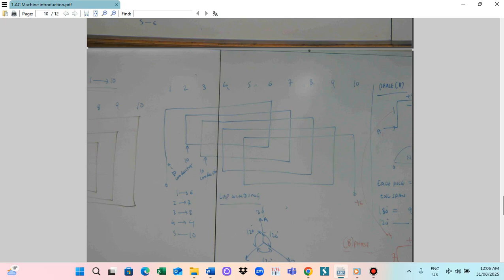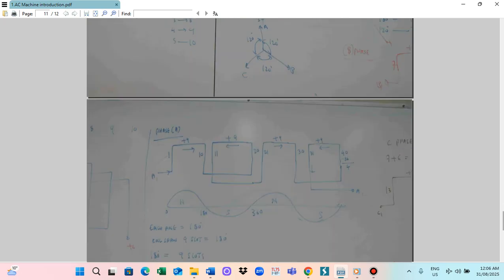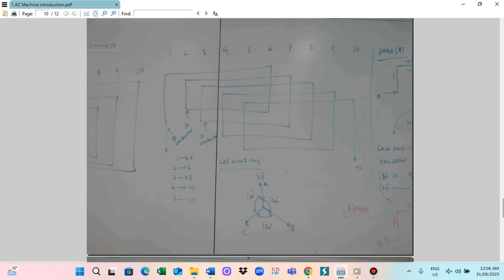So there are two windings. Either you wind it as a concentric winding or the lap winding. But the difference, and the advantage of the concentric winding, is this: if you wind the lap winding, all coils must have the same number of turns. For example, if this whole coil has 10 turns, this one also must have 10 turns. All the coils must have 10 turns.